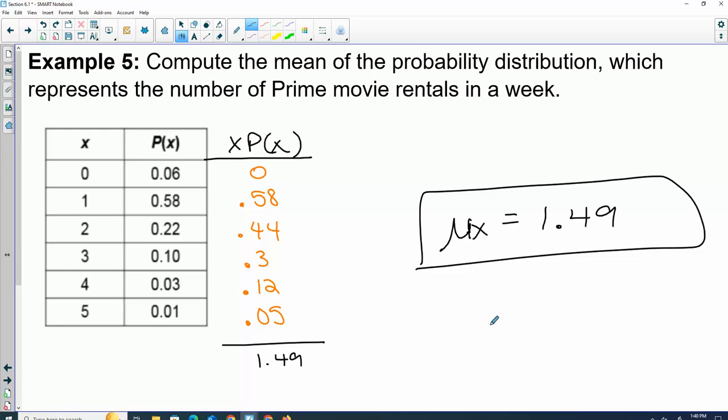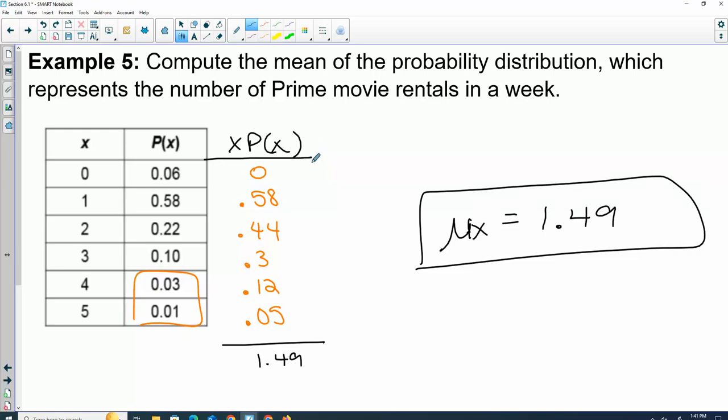I could also ask you questions if I gave you this probability distribution. What if I said, what's the probability that a person rents 2 movies in a week? 0.22. Yeah, you're just reading it from here. What if I said, what's the probability they rent 4 or more? Yeah, you would just add those up. So I could ask you to read me these probabilities. You're just giving me the probability of a given value. All right, is that okay with everyone? Okay.